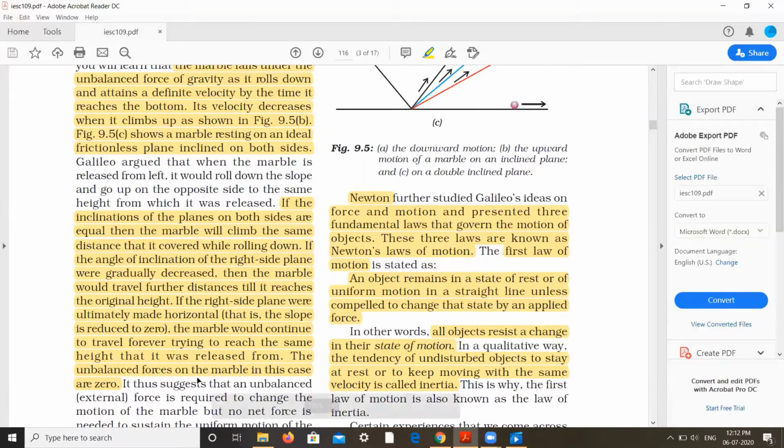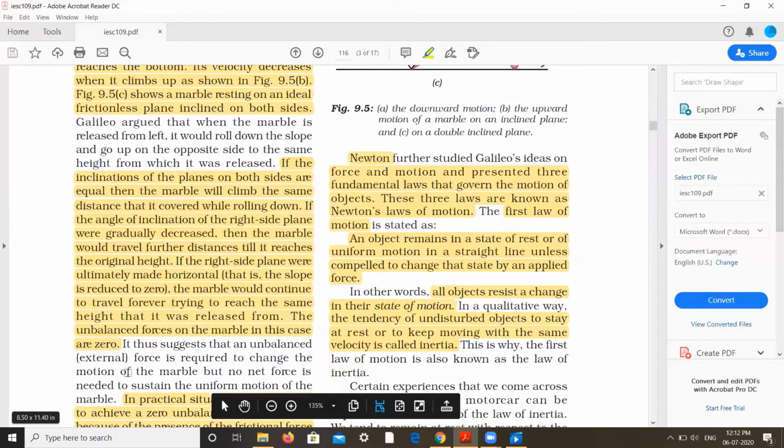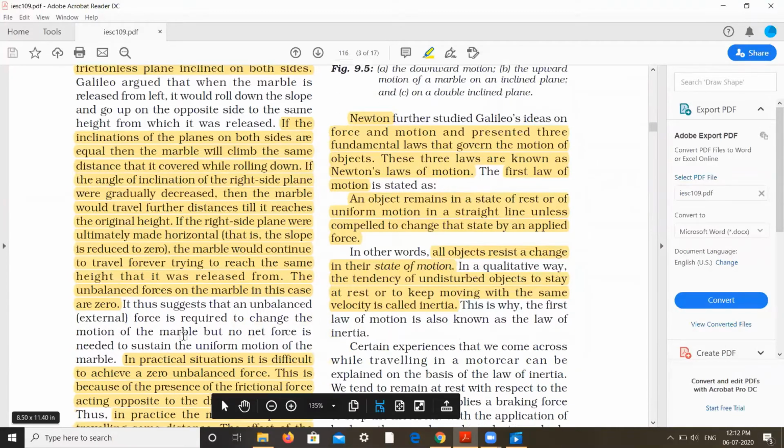And the unbalanced force on the marble in this case is zero. We assume that the unbalanced force is zero because if an unbalanced force were present, the marble would not cover the same height. If it covered the same height, that means the unbalanced force is taken to be zero. There is no extra force which is retarding the motion. It is suggested that an unbalanced or external force is required to change the motion of the marble, but no net force is needed to sustain the uniform motion of the marble.